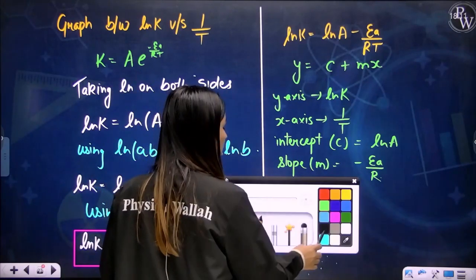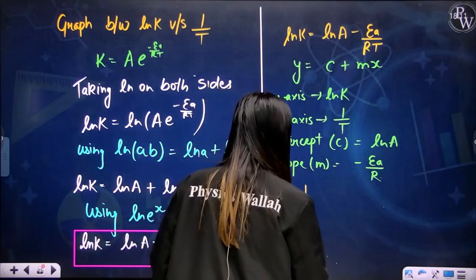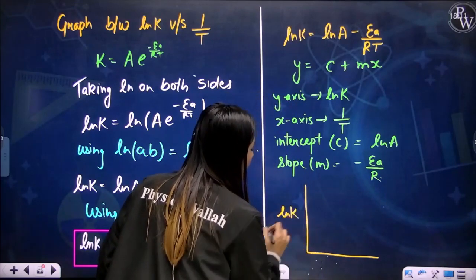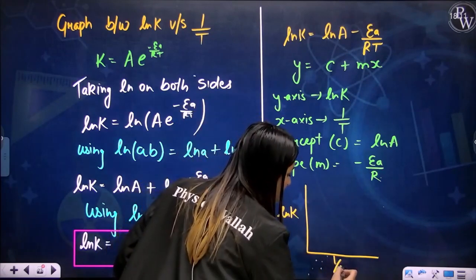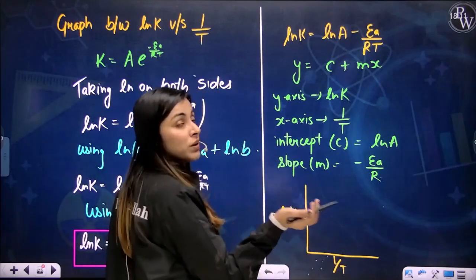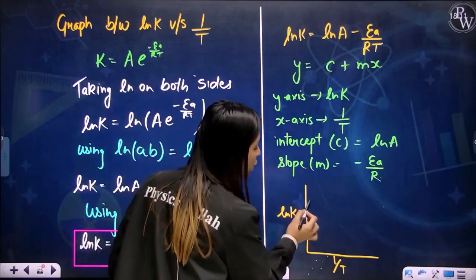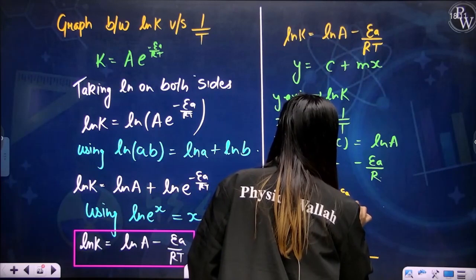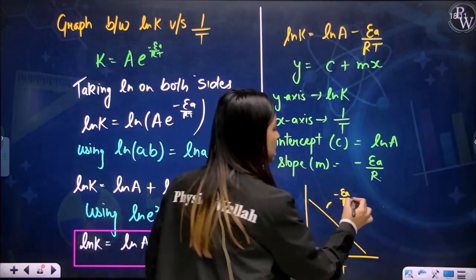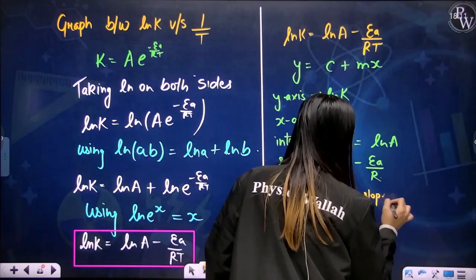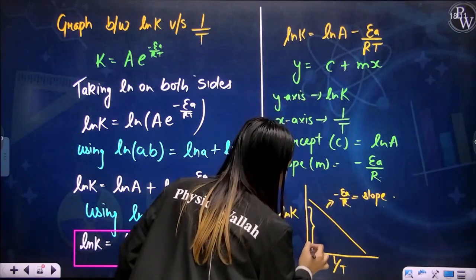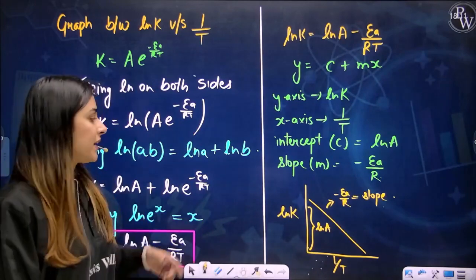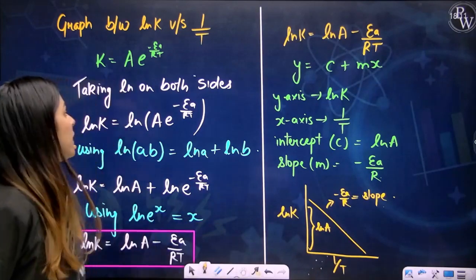So let's draw the graph. Your graph would be a straight line. This is your y-axis, ln of K. This is your x-axis, 1 upon T. It is a straight line with a negative slope, so this would be something like this. Your slope would be minus EA by R. And this is your intercept, which is equal to ln of A. So this is the plot that you get between ln K and 1 upon T.